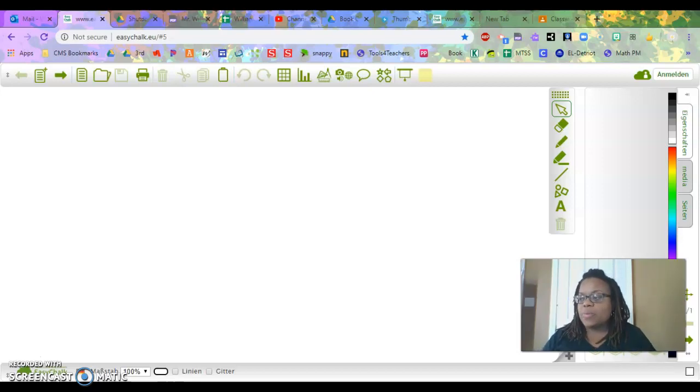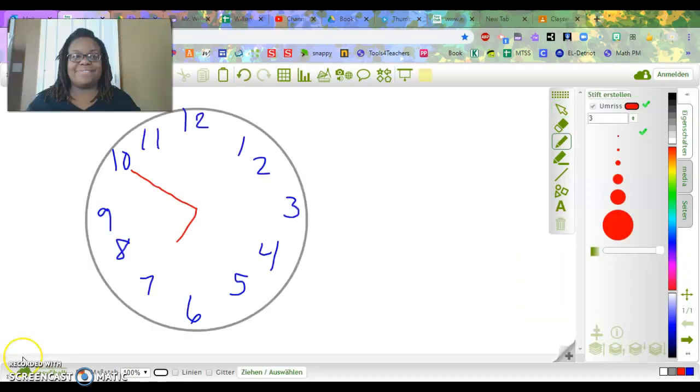It says that Kavion went outside to play for 30 minutes. He came back inside at the time shown on the clock. The question is, what time did he go outside? So the first thing I needed to do was tell the time that was on the clock. And just like that, we have our clock here. So I need to figure out the time.